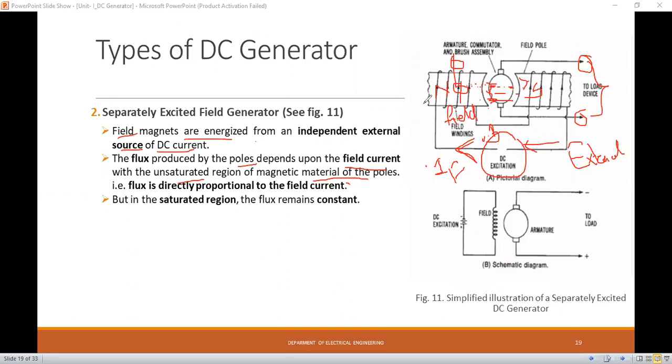That means the flux phi is directly proportional to the field current. If the field current increases, the flux production increases. If the field current reduces, then the flux production again reduces. That means there is a direct proportion between the field current and the flux.